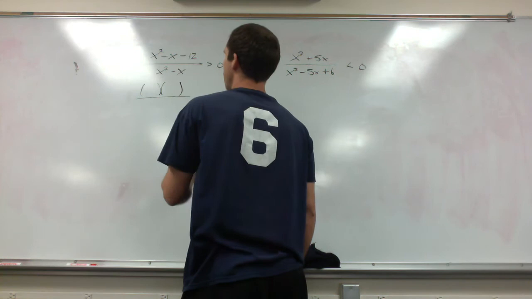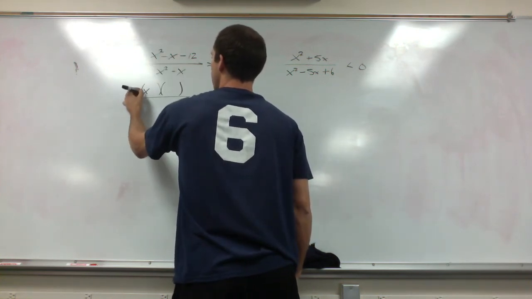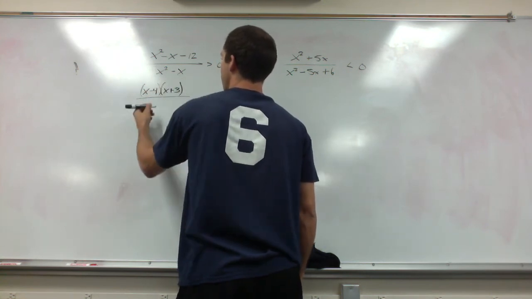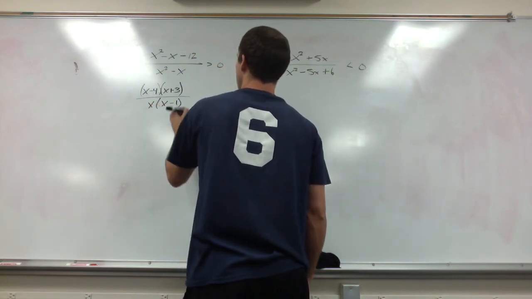So in the numerator, I'm thinking what will multiply to negative 12 and add to negative 1, that'll be negative 4, positive 3. The denominator has a common factor of x, so I can bring it out.